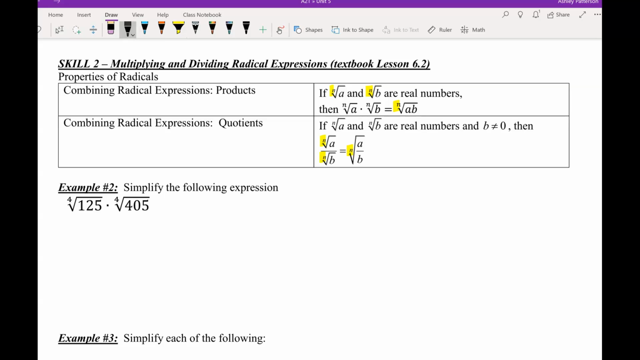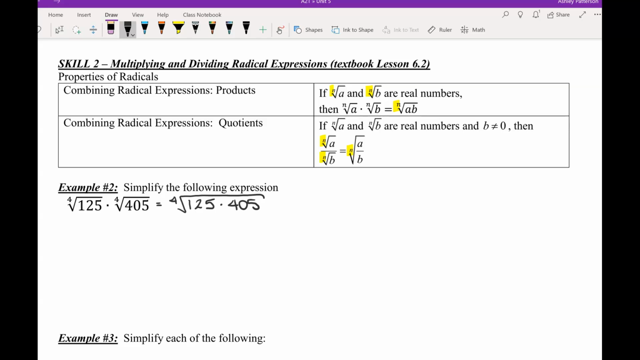So take a look at example number 2. Yes, we have the same index. The index is a 4. Okay, so fourth root. Well, I'm going to go ahead and put them underneath the same radical. I can do that because the index is the same. Okay, so we have 125 times 405, and that is a very long radical bar, so I'm going to adjust. There we go. And then I'm going to start breaking things down to look for groups of 4.